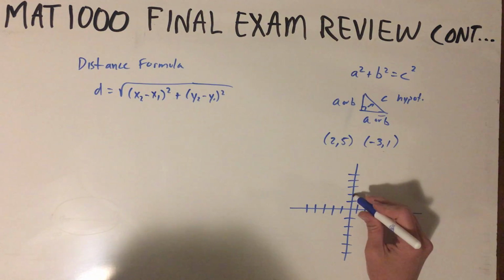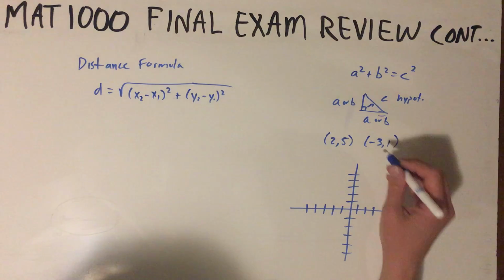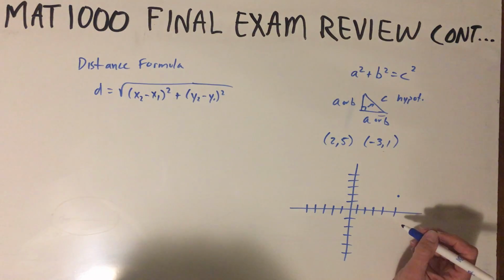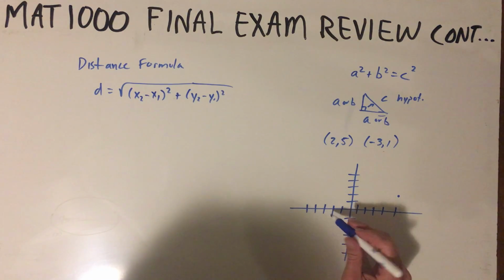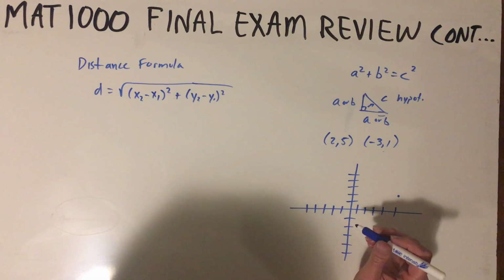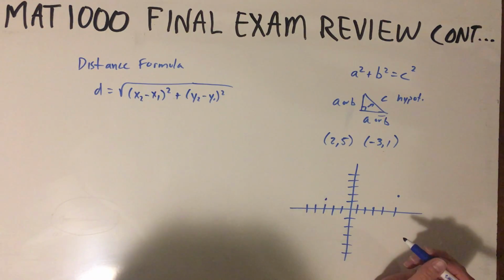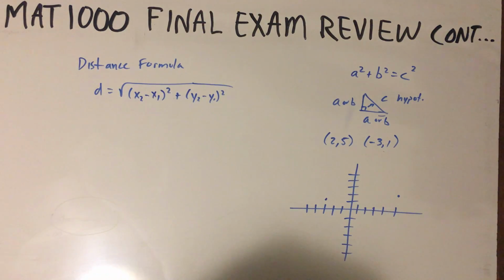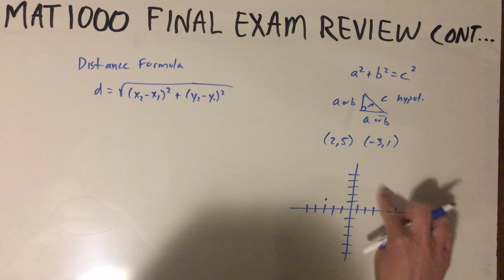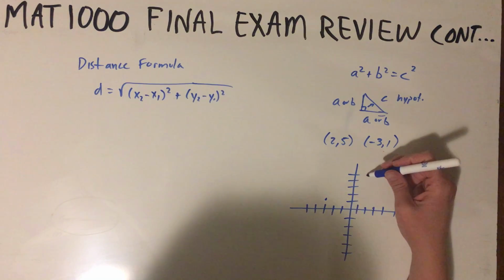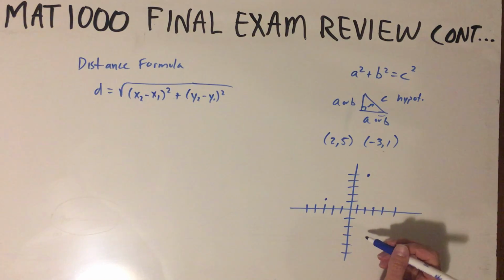Okay, so (2, 5) is this point right here. And (-3, 1) is the point right here. Yeah, (-3, 1). So (2, 5) is right here, (-3, 1). All right. Whew, wow, that was really hard.